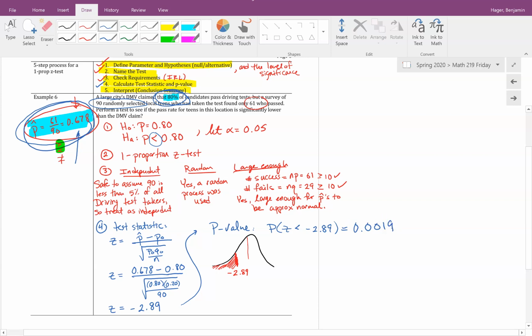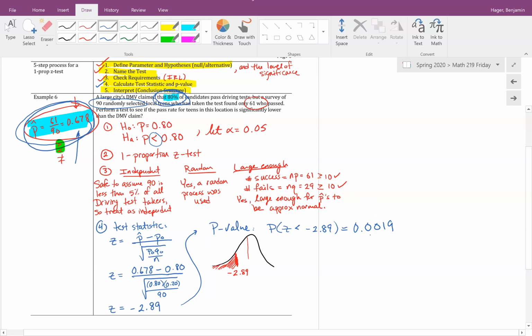Meaning, if they claim that 80% of the people pass, then the likelihood of getting a group of people where only 67% of those people pass is only a 1.9% chance. Which makes us feel like, well, I don't think that was just dumb luck and we happened to grab a group of bad drivers. I think the claim is wrong, because to get this number is incredibly unlikely. It's a very low probability that we would get that or something worse. So the fact that we did get it makes us feel like the claim must be off, because we shouldn't have gotten that. It was too unlikely to happen.